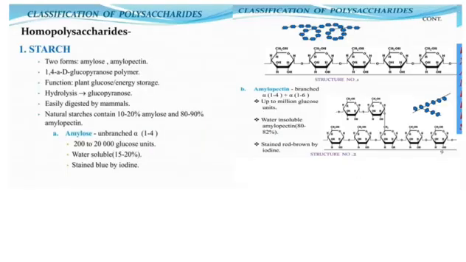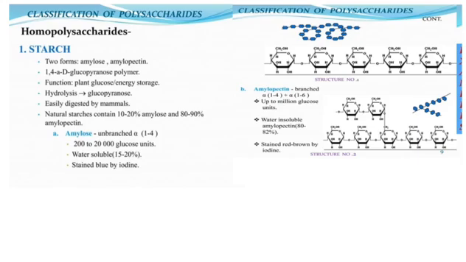Then we look at homopolysaccharides, starch, which is number 1. There are 2 forms of starch: amylose and amylopectin. The major glycosidic bond in it is alpha 1,4 glycosidic bond. Amylose is an unbranched, long chain linked together by alpha 1,4 glycosidic bonds. They are water soluble and stained blue by iodine.